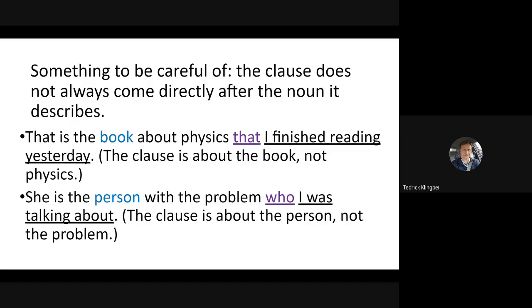The clause does not always come directly after the noun it describes. Let me read that again. Something to be careful of: the clause does not always come directly after the noun it describes. Here's an example. That is the book about physics that I finished reading yesterday. The clause is about the book, not physics. Or, she is the person with the problem who I was talking about. The clause is about the person, not the problem. So you notice that there are words between the noun and the clause which is describing it. Okay, you can do that. Here are two examples of how it can be done. So just keep that in mind.